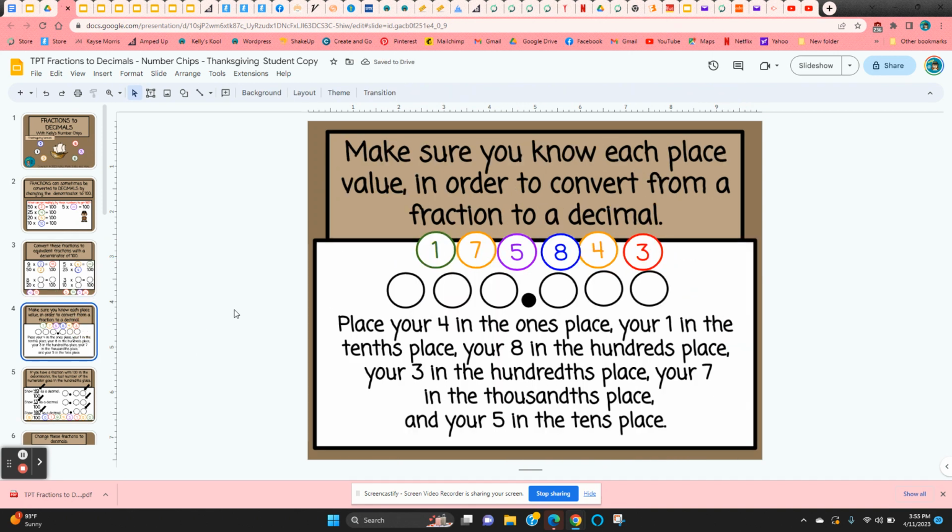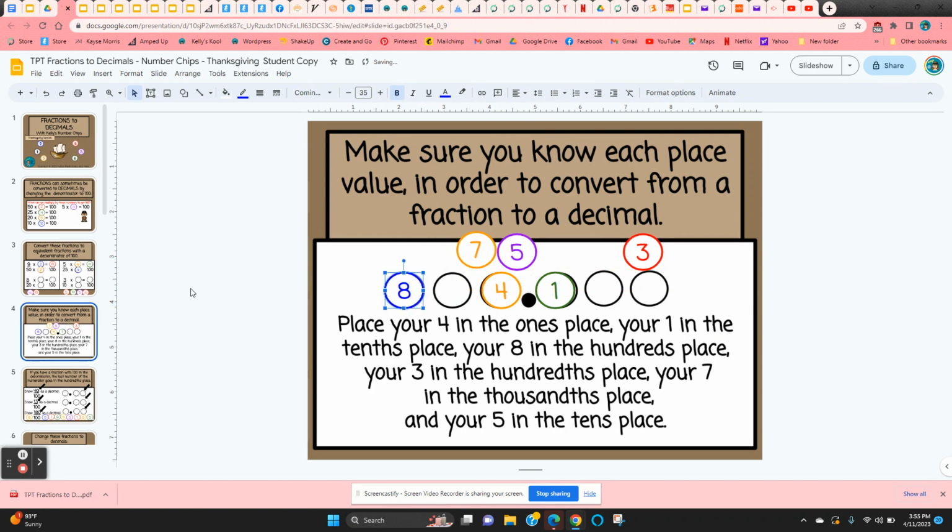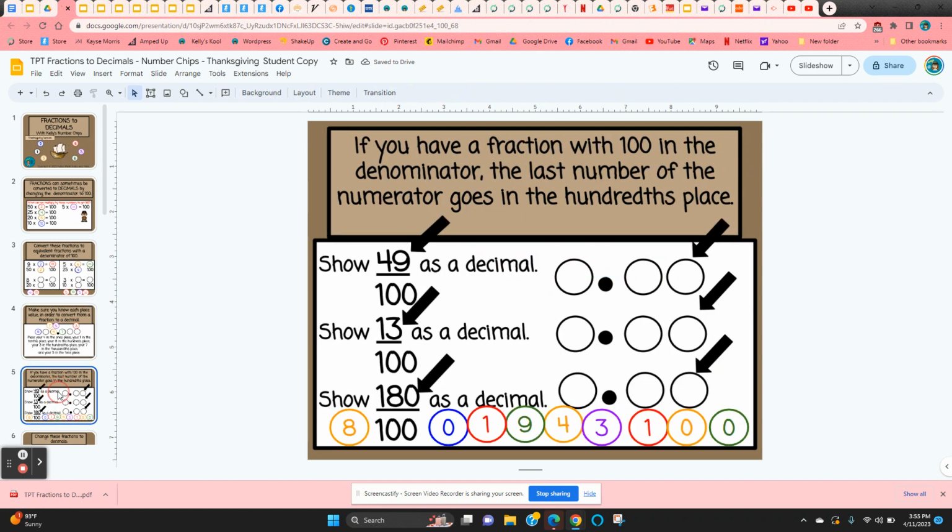Now, the next slide is a review of place value. So students are going to be asked to put each one of these numbers in the correct place according to place value. Place your 4 in the ones place. Place your 1 in the tenths place. Place your 8 in the hundreds place, and so on. So they have all the numbers they need to do that.